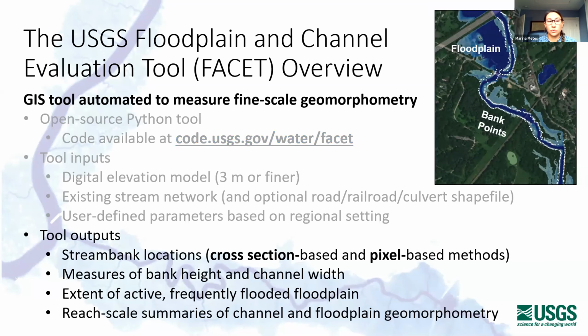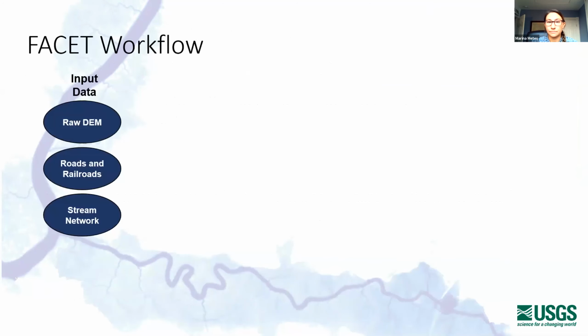Our tool outputs are stream bank locations, and we have two different methods of measuring stream banks. With that, we have measures of bank height, channel width, and other channel metrics. FACET will also delineate the active, frequently flooded portion of the floodplain and output floodplain width, and also summarize channel and floodplain geomorphometry at the reach scale.